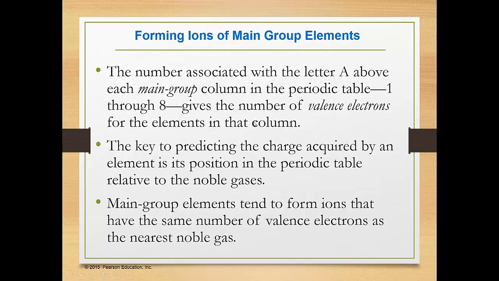So I can predict the charge acquired by an element based on that valence electron number, the column number for main group elements. Main group elements tend to form ions that have the same number of valence electrons as the nearest noble gas. Now remember, the noble gases are the ones that are furthest to the right on the periodic table. They're the very rightmost column, the group 8A.